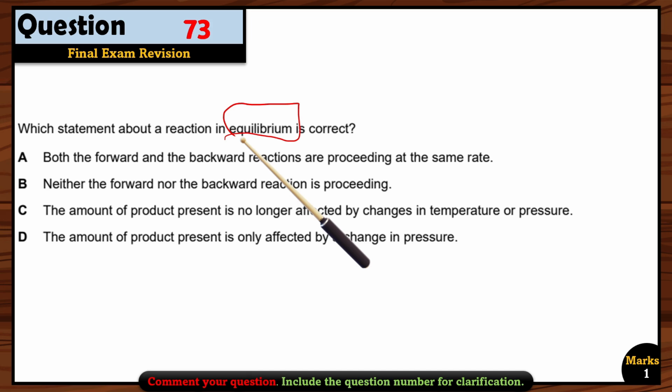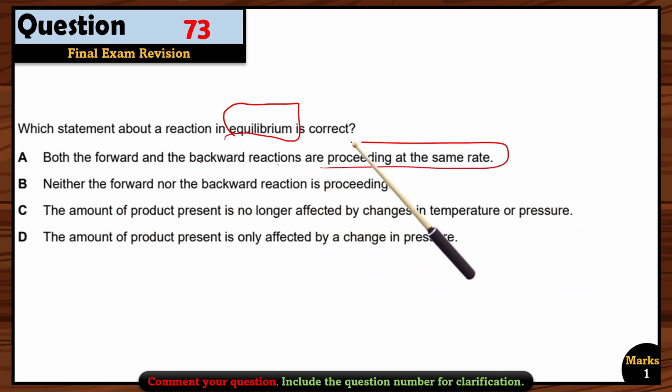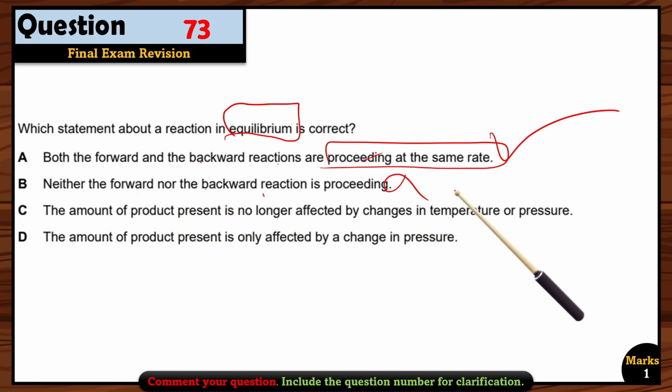So now we can see this option. Which statement about a reaction in equilibrium is correct? Both the forward and backward reaction are proceeding at the same rate. Yes, this option is right. The rate of forward and backward reaction is equal, so it is at the same rate. That's why this option is right. Why not option B? The forward, not the backward reaction is proceeding. It's wrong. The reaction never stops in equilibrium. It will be a continuous process. So this option is wrong.